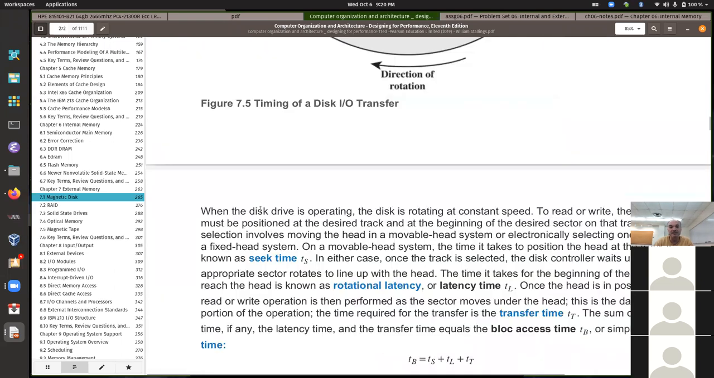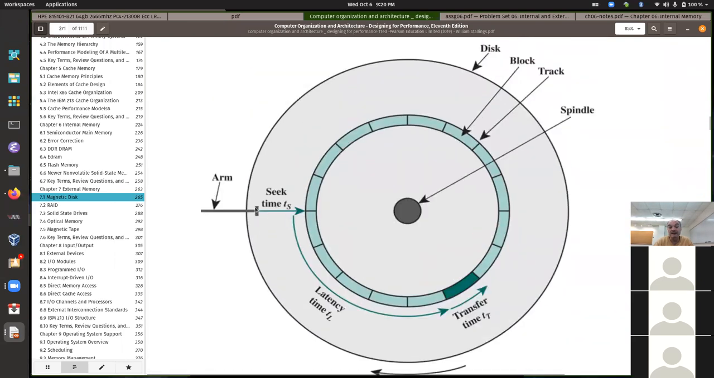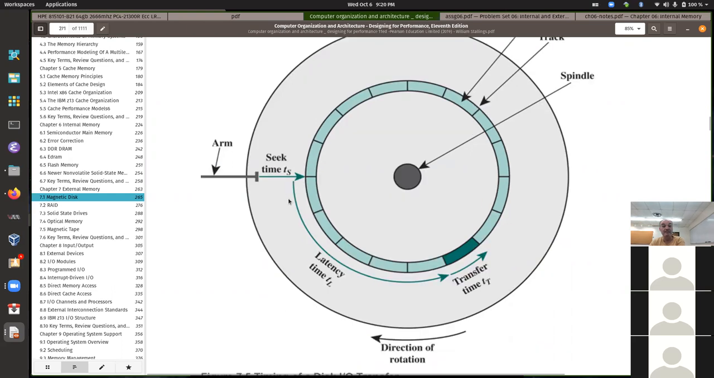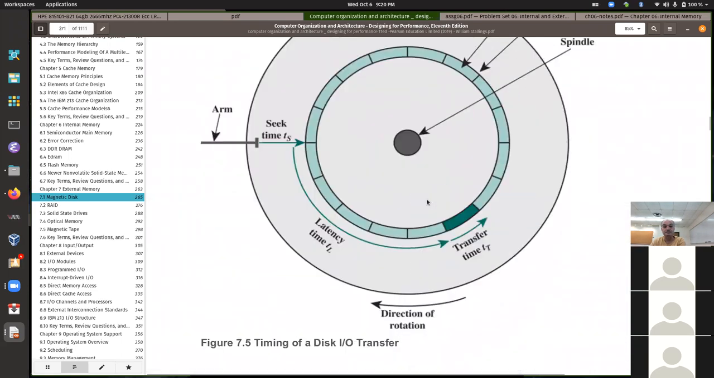You have to take into account how long it takes to seek. So given that the read head is at a particular track, I have to wait some amount of time. If I'm not on the right track that I want to read a sector from, I might have to seek in or out, right? So that's the seek time. Once you're positioned over the track, you have to wait for the platter to rotate underneath your read-write head. So that's the track latency, TL.